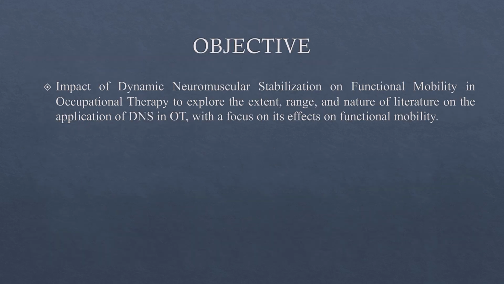The objective of the study was to explore the scope, range, and nature of existing literature on the use of dynamic neuromuscular stabilization in occupational therapy, with a specific focus on its impact on mobility, functional mobility.